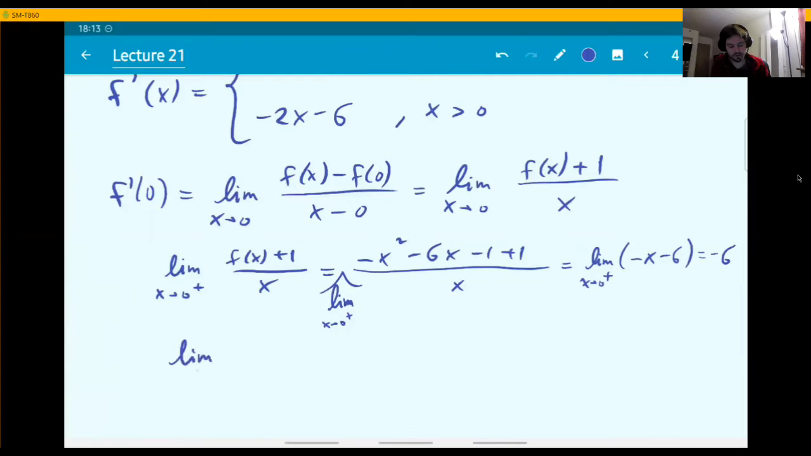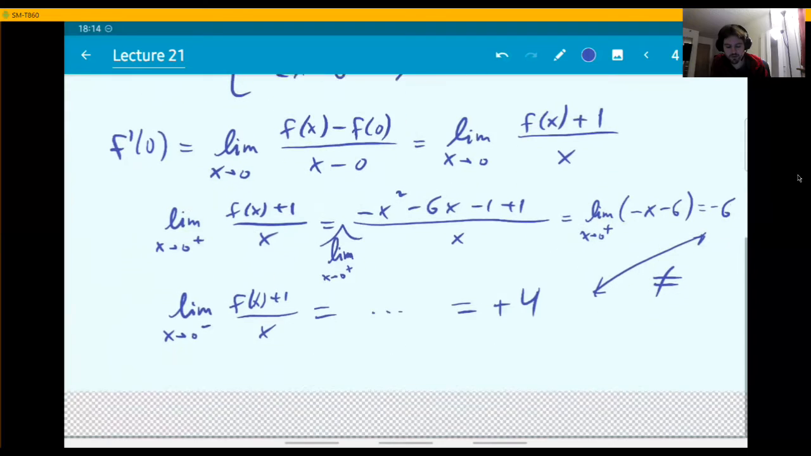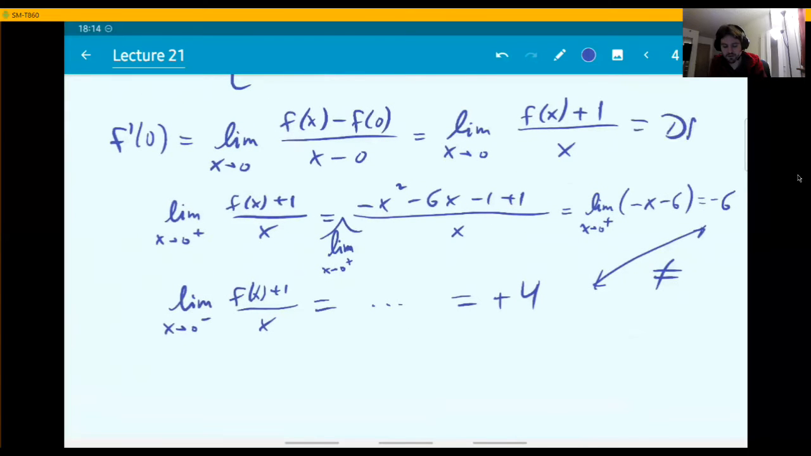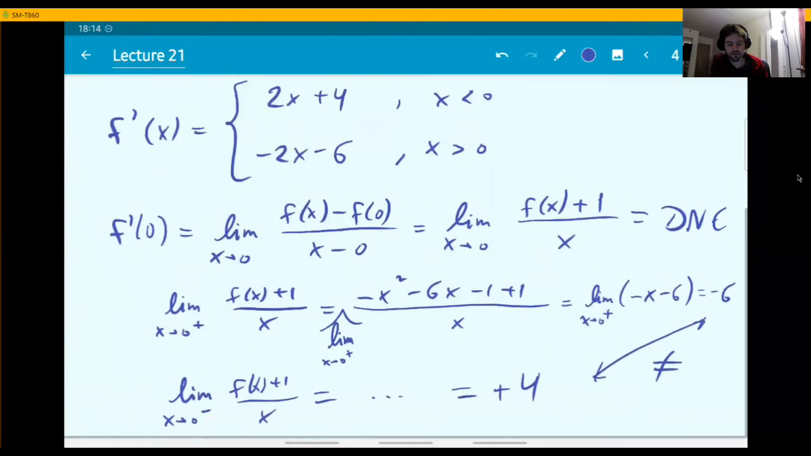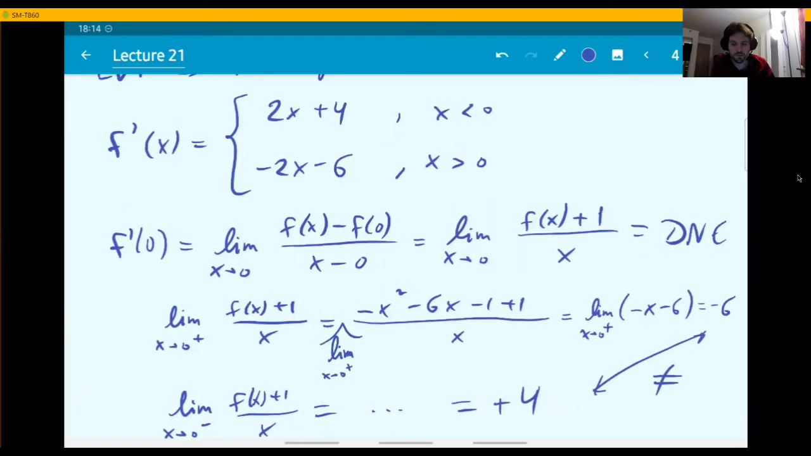If you compute the other one, similar procedure here. You're going to use the other piece of the function now. You will find -4, I believe. Yeah. No, plus 4. Yeah, the coefficient of x in the other piece. So those are actually different from each other. Therefore, f prime of 0 does not exist. So all of this was to determine the one location where f prime does not exist. It is 0. Does not exist there. 0 is a critical point.